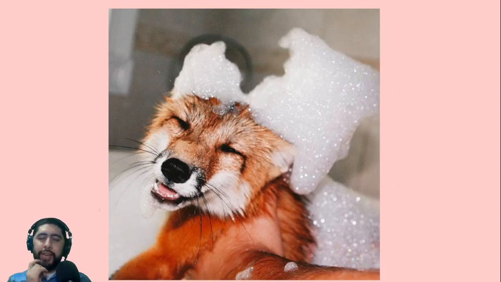Here's a fox. If you're in my class, this will be on the quiz, but it's otherwise not relevant. Yeah, just look at this fox for a few seconds.